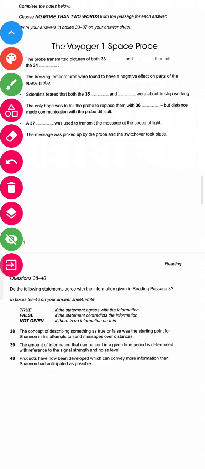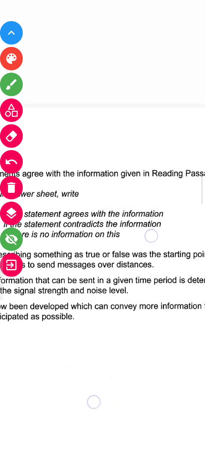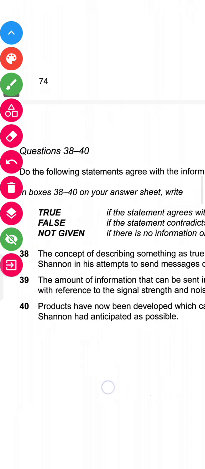Today we are going to do true, false, not given. I have 3 questions here. As you can see, there are 3 questions. So it is true, false, not given.